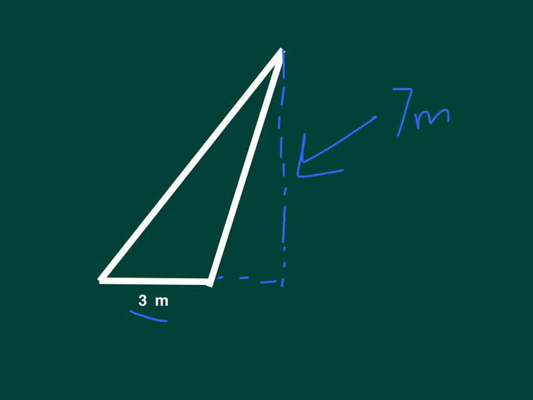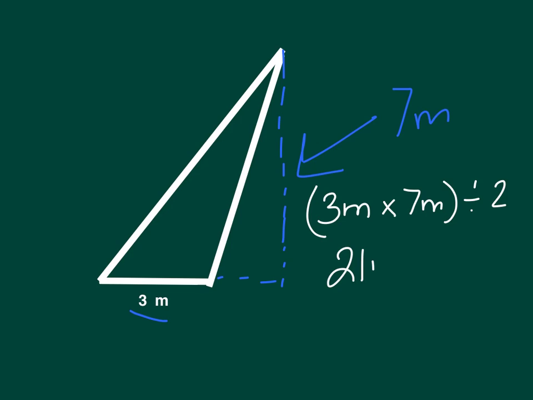So my area is going to be 3 meters times 7 meters, and then I'm going to divide that by 2, because it's only half of a rectangle, so I can't use the whole area of a rectangle. So that equals 21 meters squared divided by 2, which equals 10.5 meters squared.